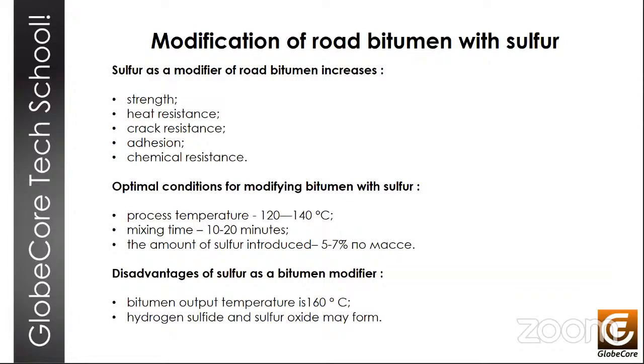The temperature of sulfur introduction, its content, and mixing time have a significant effect on the properties of the modified bitumen that we receive. So when developing a technology for the use of sulfur in road construction, it's very important to minimize the release of hydrogen sulfide and sulfur oxides during the preparation and use of sulfur bitumen binders. And we also need to consider the corrosion of the production equipment, because sulfur is that way.